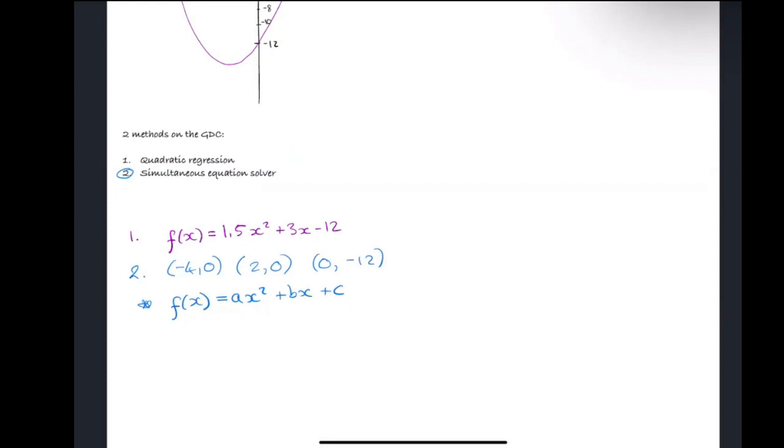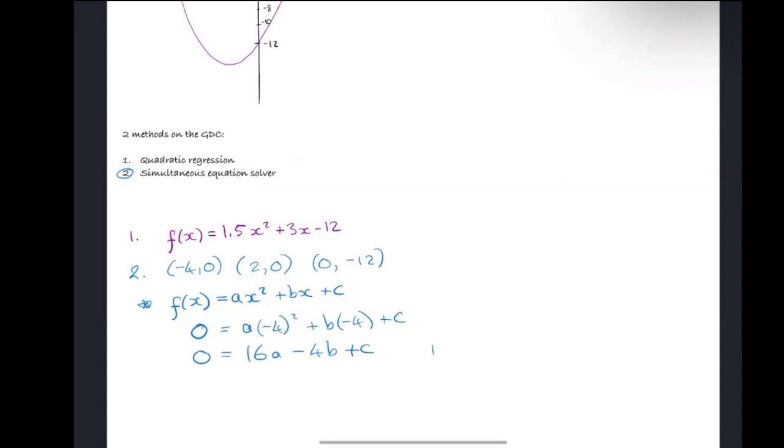So that holds true for every single point on that curve. So I'm going to substitute in, first of all, our first coordinate, -4 and 0. I'm going to substitute in 0 as my y coordinate, so that's on the left. And that's equal to, well, we don't know what a is, but we know that x is -4, that's squared, plus, we don't know b, plus c. And if I simplify this a little bit, I get 16a minus 4b plus c is equal to 0. Okay, I'm going to call that equation 1.